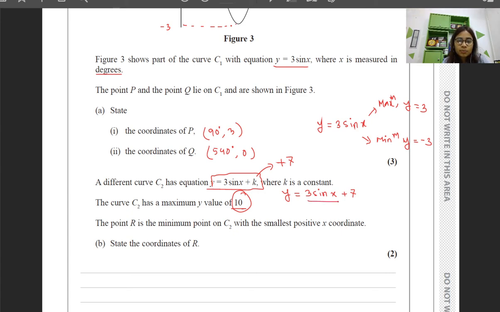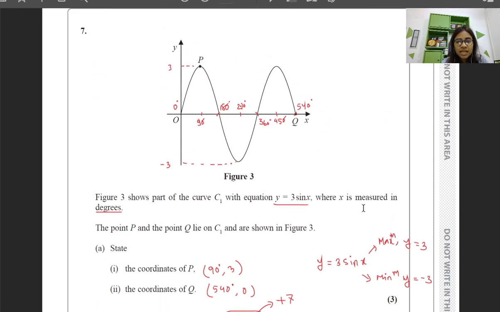Now the question says the point R is the minimum turning point of C2 with the smallest positive x coordinate. If you look at the graph, y equals 3 sine x plus 7 is shifting this entire figure 7 units up. Let me show it beside. So we go 7 units up, and the entire graph will shift 7 units up.